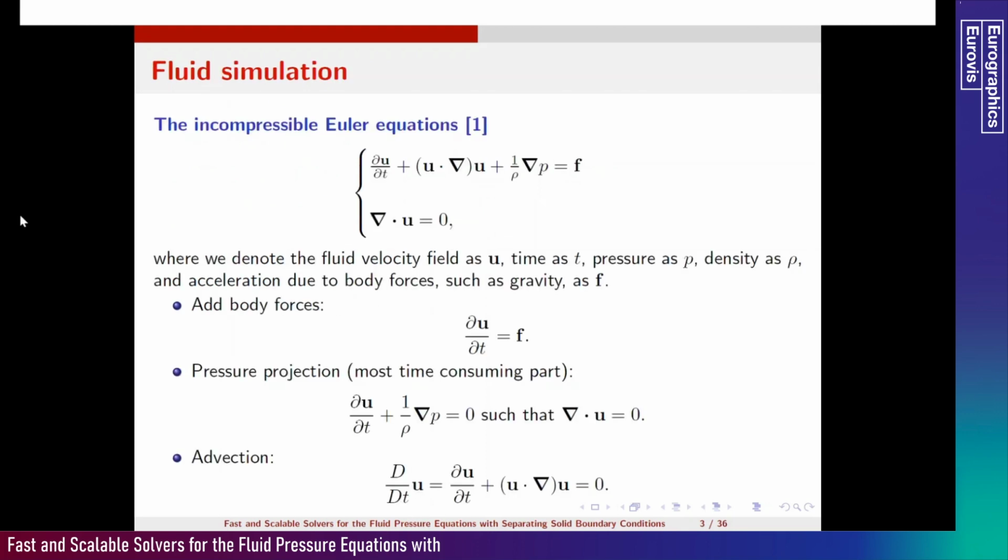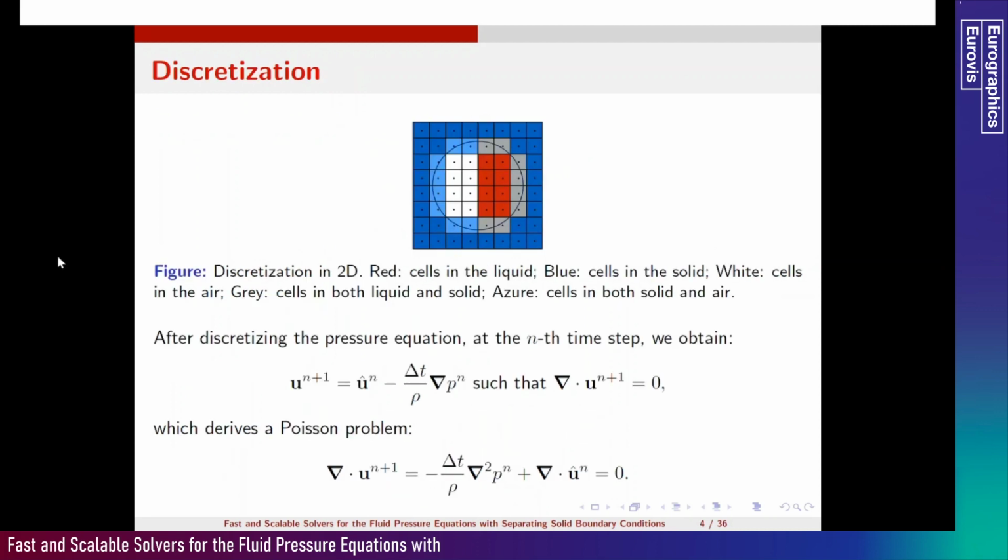The fluid simulation is modeled by the incompressible Euler equations. The solving process is split into three components: adding the body forces such as gravity, solving the pressure equation, which is the most time-consuming part and the main focus of this presentation, and the advection. For the discretization, we adopted the standard staggered grid layout, where the velocity normal components are on cell faces and the pressure is at the cell centers.